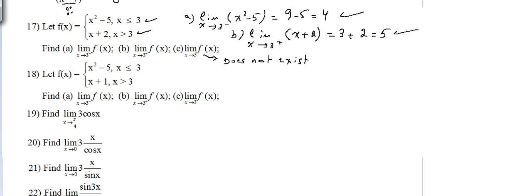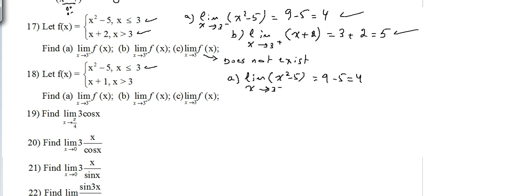Then, Part A, same thing exactly. It's the limit of the function f of x, which is x squared minus 5, because x approaches 3 minus. So it's x less than 3, it will be 9 minus 5, which is 4.